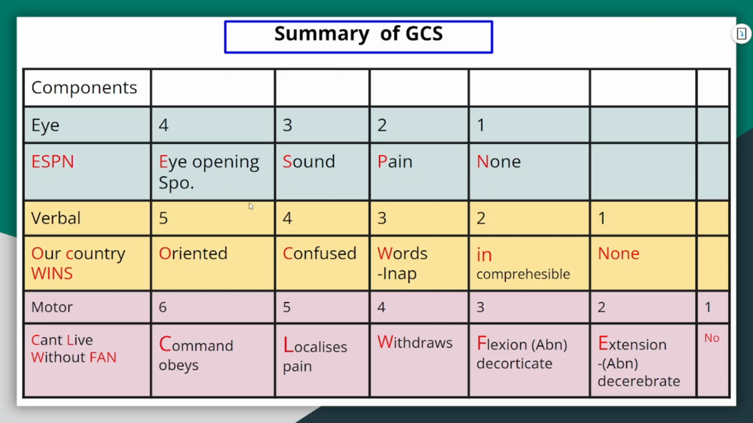This is the summary of GCS. You can stop the video and take a screenshot. It has all the mnemonics as well as the scoring. It will be very easy for you to memorize this score for your exams.